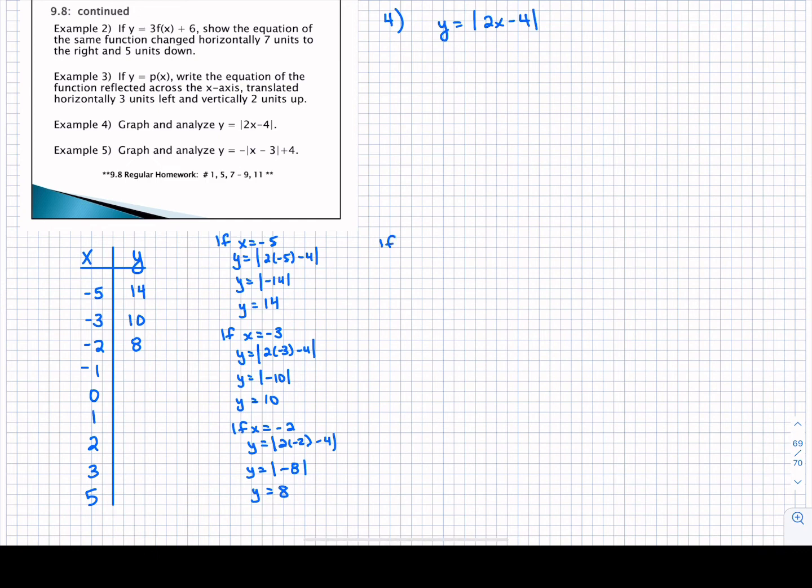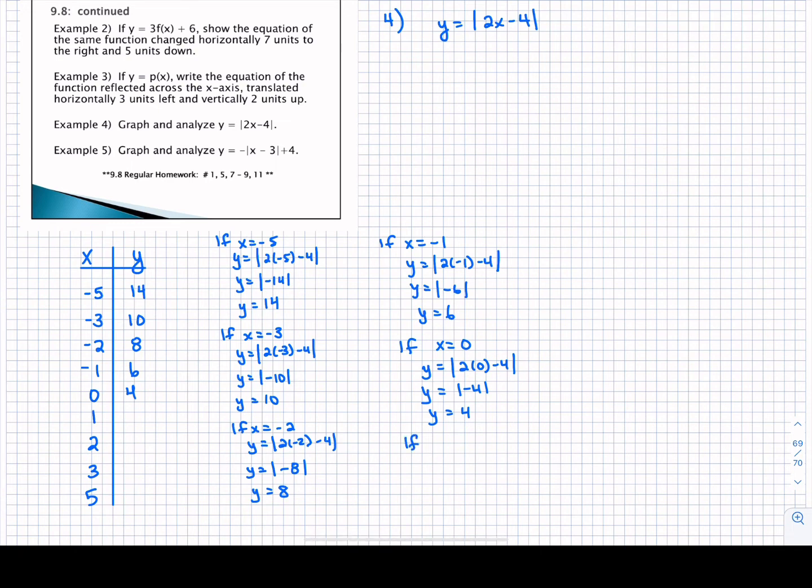If we have an x value of negative 1 now, then y will equal the absolute value of 2 times negative 1 minus 4. So this becomes negative 2 minus 4, or negative 6, gives us a y value of positive 6. So we're building a nice table at this point. If x were to be 0, this is an important point for us. If x were equal to 0, y is equal to the absolute value of 2 times 0 minus 4, or the absolute value of negative 4, which we know is just positive 4.